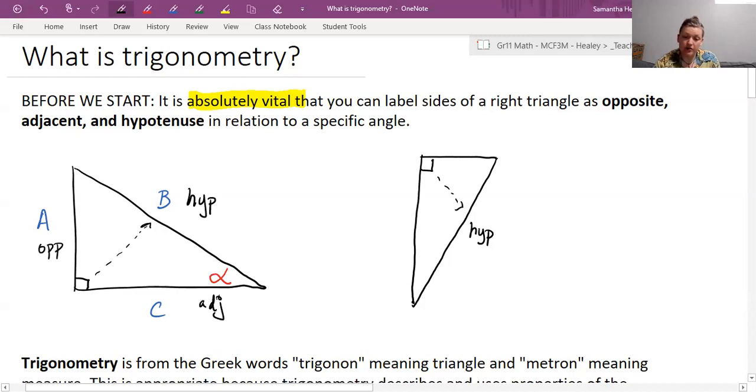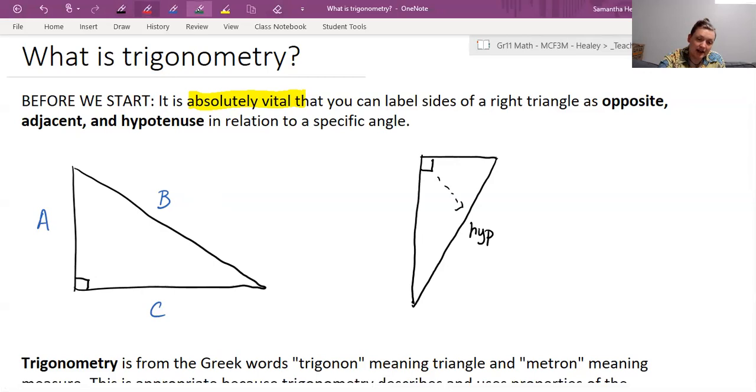However, if we change this up, let's say I said, now I don't care about angle alpha. Now I care about angle theta, this angle up in the top corner here. And I said, in relation to angle theta, now I want you to label sides A, B, and C as adjacent, opposite, and hypotenuse. If you do that, remember the hypotenuse should still be the same. The hypotenuse is always the one across from the 90-degree angle, no matter what. But our opposite and adjacent will be switched.